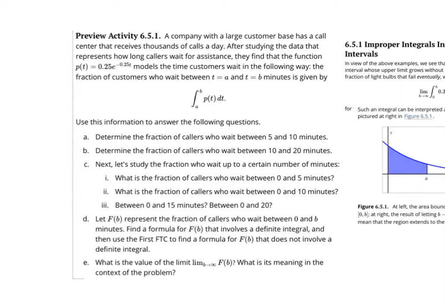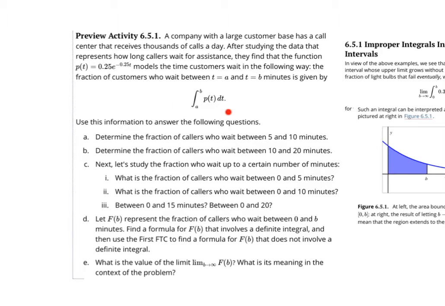We have a company with a large customer base that has a call center that gets thousands of calls a day. They study the data for how long callers wait for assistance, and they determine that this exponential function models the time the customers have to wait, where the fraction of customers who wait between A and B minutes, where t is our time variable, is given by the integral from A to B of this function p of t dt. That's their model for how much time the customers wait.